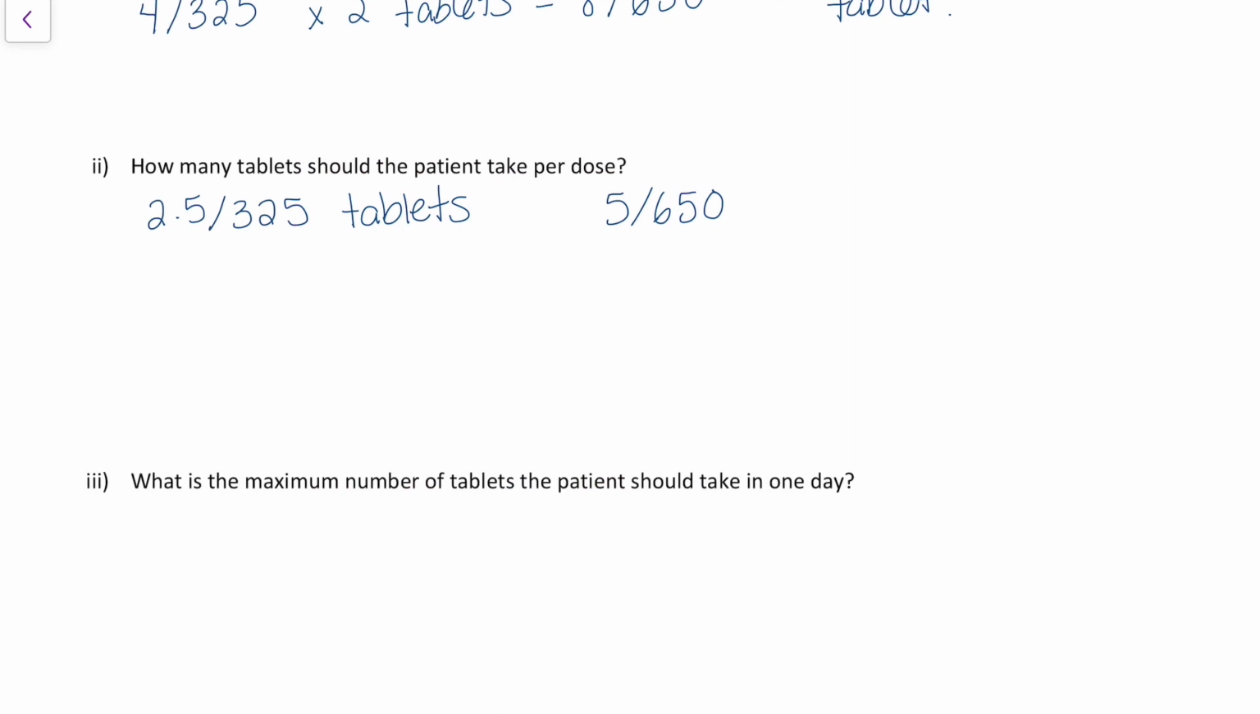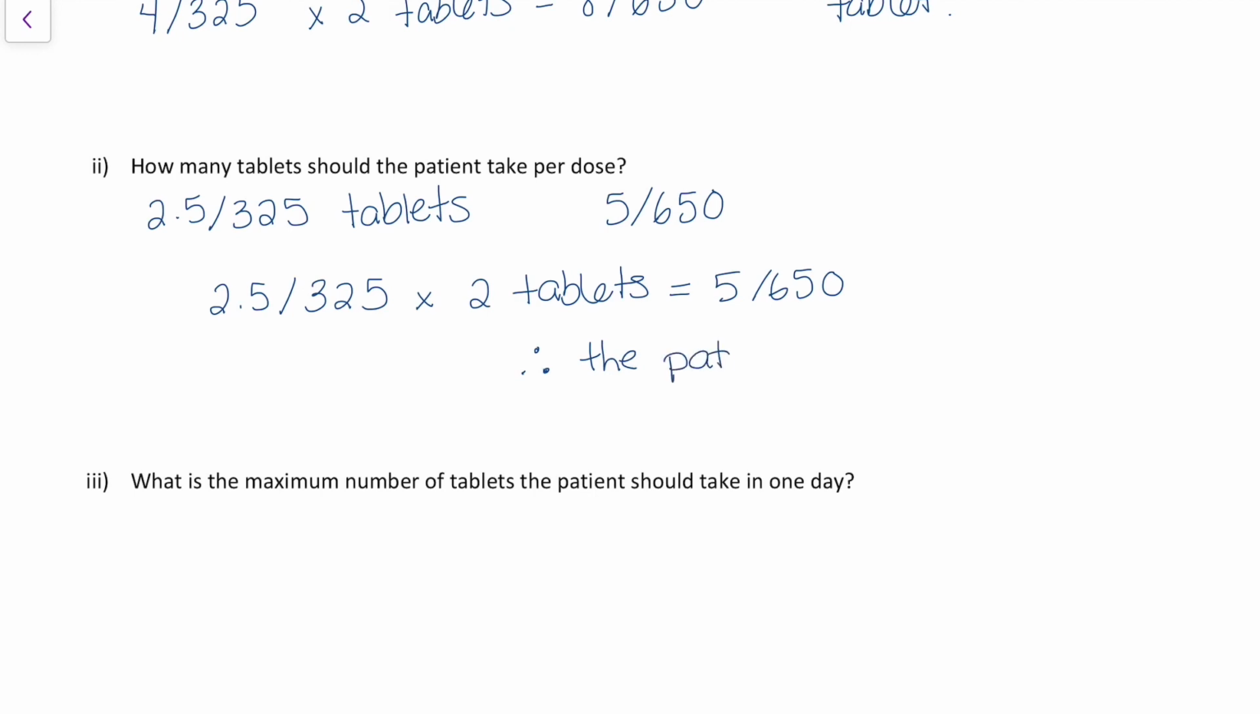And so if I multiply that by 2, we saw that I get to my 5,650. So therefore, the patient needs 2 tablets per dose.